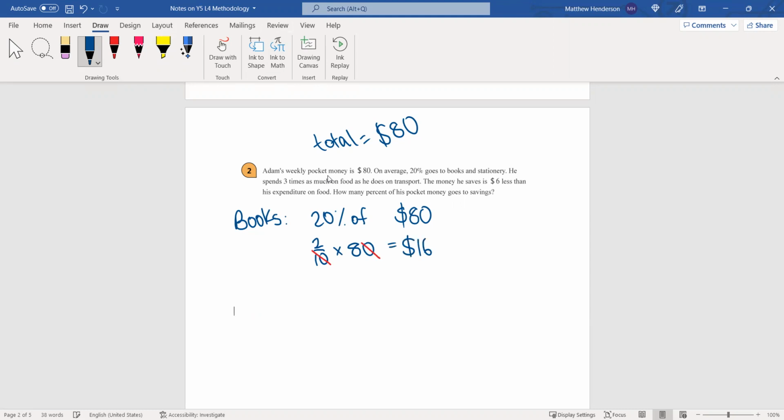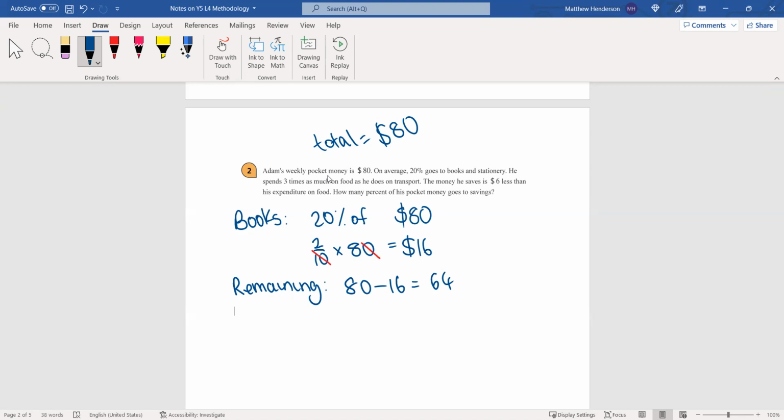Now, if he spent $16 on books, he's going to have 80 minus $16 remaining to spend on the rest of the things, which gives us $64. Now, where does he spend the rest of the money? On food, on transport, and on savings.